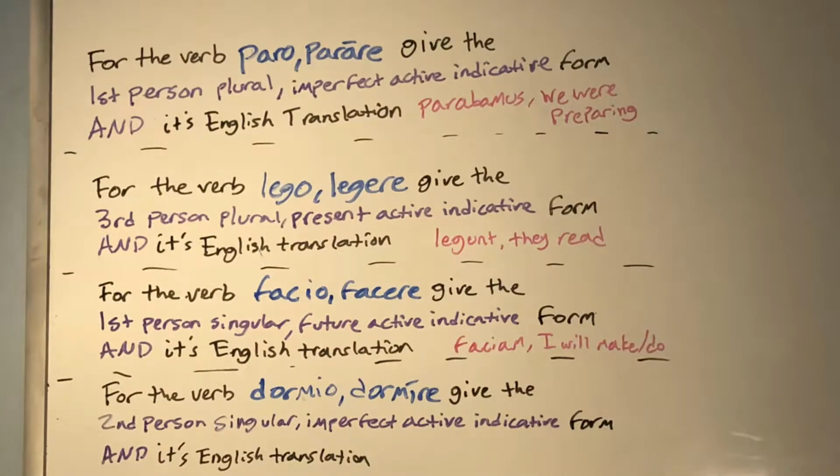For the verb facio, facere, give the first person singular future active indicative form and its English translation. So facio, facere. We see with the short e, re ending, we know that it's going to be a third conjugation verb, but we see in the io, in the first principal part, that this is going to be a third io variant. So, third io, what do we know about third io? It lets you know it's different by just adding that i. It will have that i.